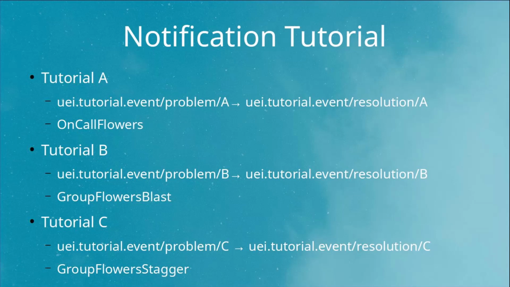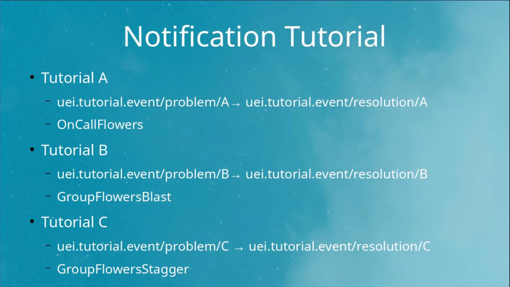get the email. Tutorial B will create a notification based on the reception of event UEI tutorial event /problem/B. Resolution is triggered by event UEI tutorial event /resolution/B. The destination path will be group flowers blast, meaning that all the flowers group members will get the email.